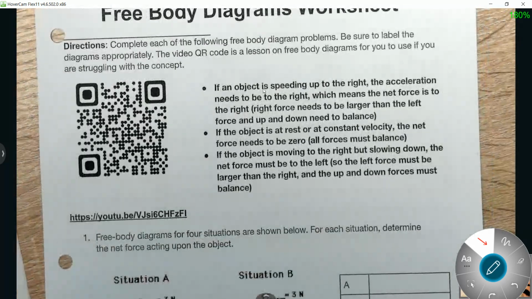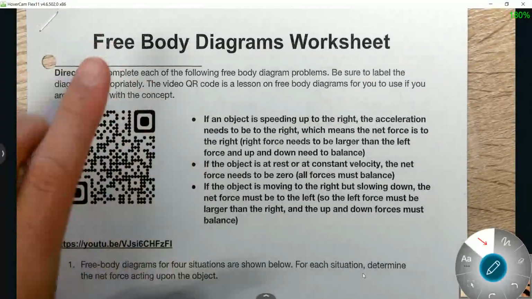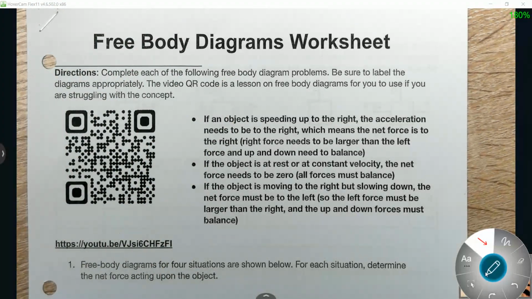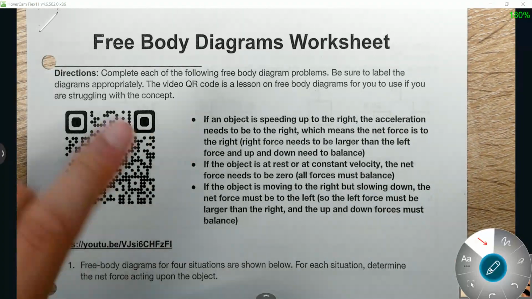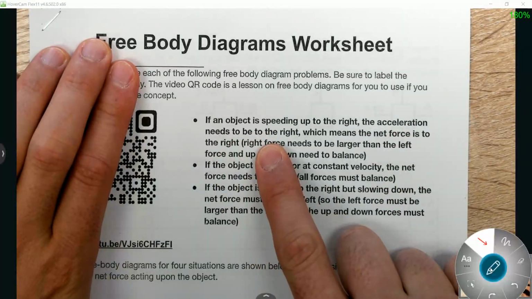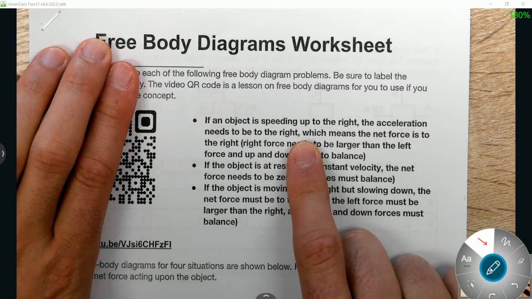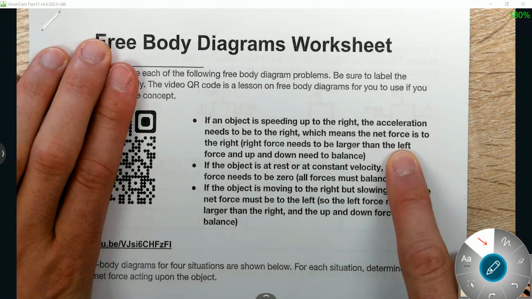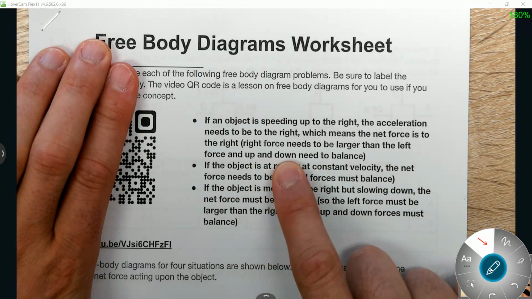All right, so we are doing a free body diagrams worksheet. The main portion of this, we're going to be drawing in free body diagrams. A couple little notes. If an object is speeding up to the right, the acceleration needs to be to the right, which means the net force also is to the right, aka the right force needs to be larger than the left force. And the up and down would need to balance.